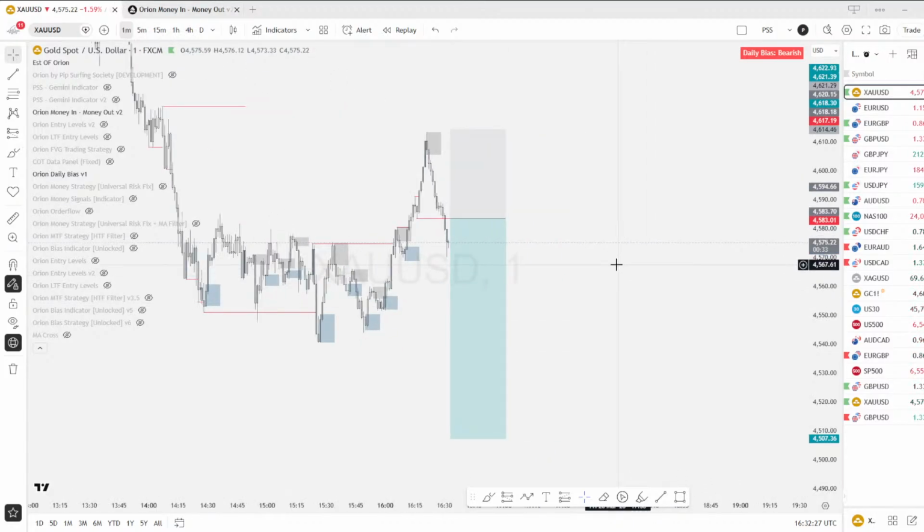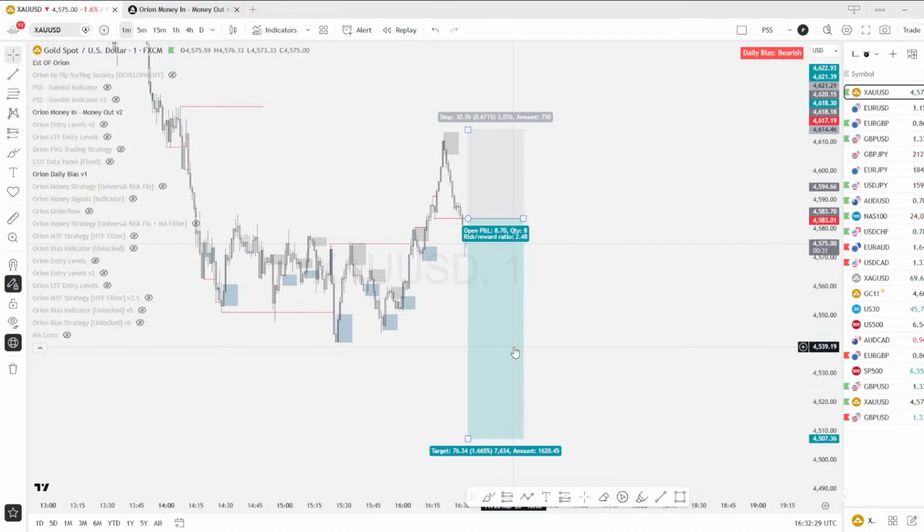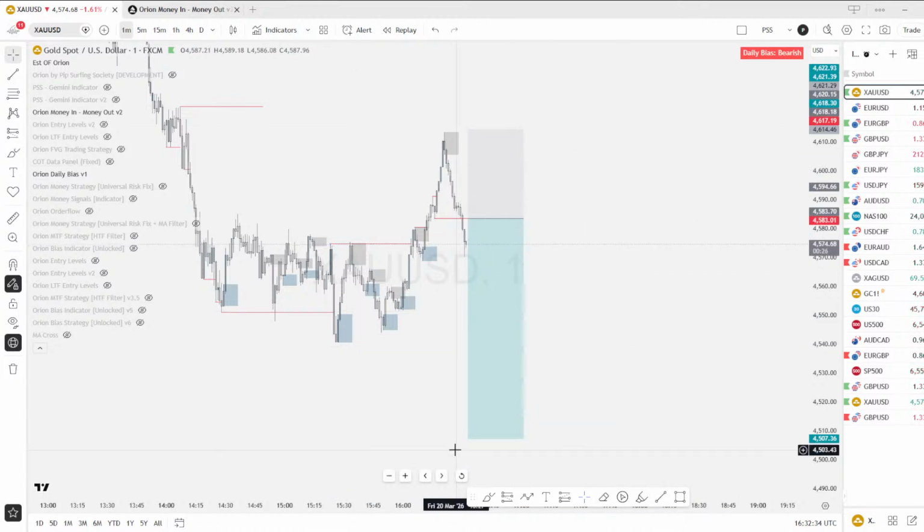Okay, so this is what we're looking at here for gold. Potential sell-off into the lows. Potential. Use caution. We are coming into the back end of Friday. This is what we have right now.